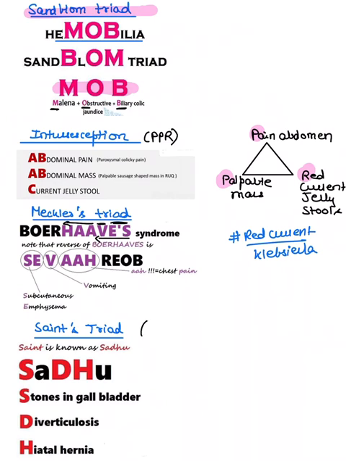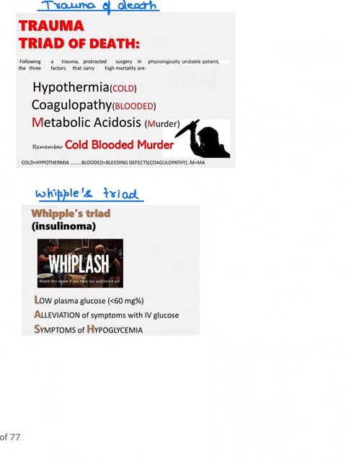Now coming on to the Saint's triad, you can remember the saints, they are compared to sadhu. So how will you remember it? S is for stones in gallbladder, D is for diverticulosis, H is for hiatal hernia. Okay. Now coming on to the triad of death. Okay, so the triad of death means in an unstable trauma patient, what are the factors that cause high mortality? So if the patient is cold, that is hypothermia, coagulopathy, some blood disorders, and if he has gone into metabolic acidosis.